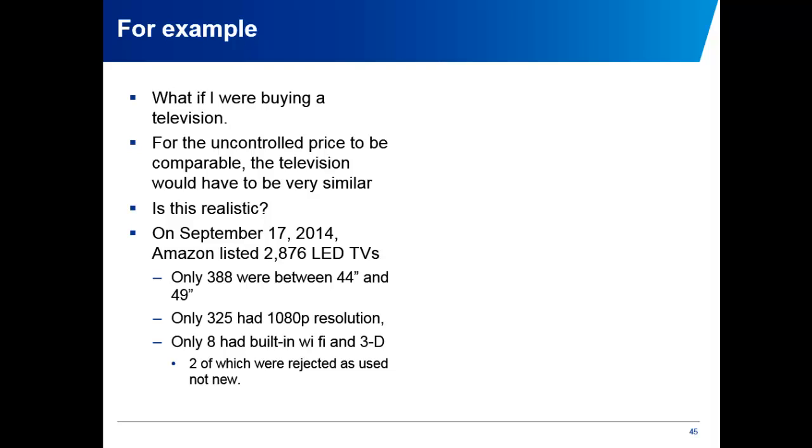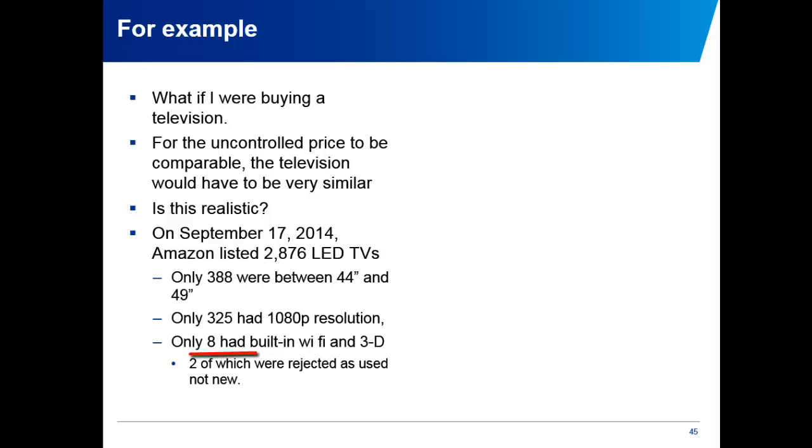Let's suppose our tested transaction was for a TV that had a size between 44 and 49 inches. Well, now there were only 388, so we've reduced the possible comparables a lot. We want a really good TV, so let's suppose we require that it have 1080p resolution. Now we're down to 325, so we've lopped off quite a few more. Let's suppose we had really tight comparability. We said this TV has built-in Wi-Fi and 3D. Now we're down to only 8 listings left of the TVs available.